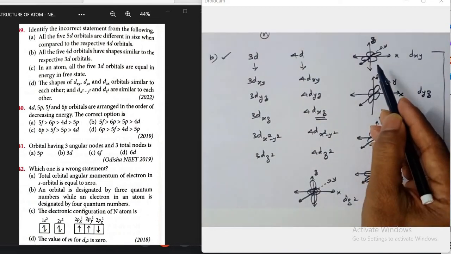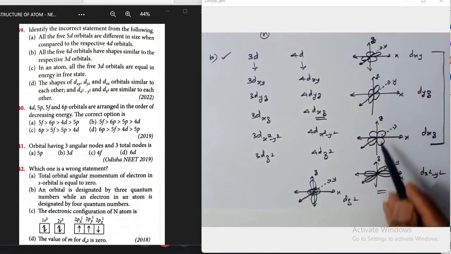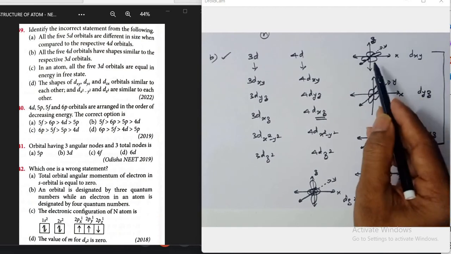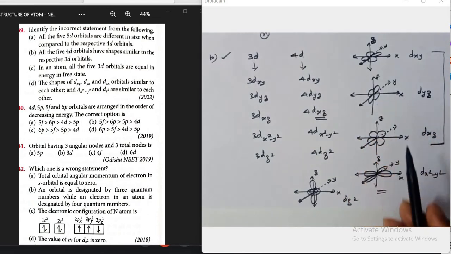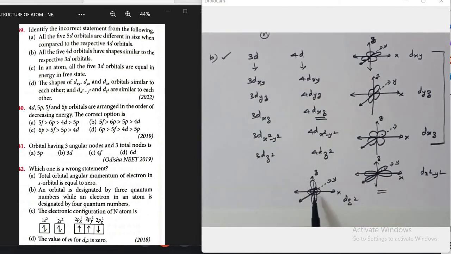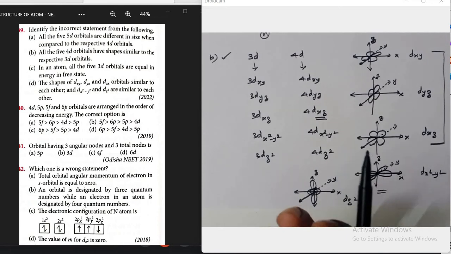So in d orbitals, remember these are the shapes of the 5 d orbitals. dxy, dyz, dxz, these three orbitals have lobes in between the axis. dx square minus y square has lobes along the axis, and dz square also has lobes along the axis, and here we have a circular collar in the xy plane. Dumbbell with the donut, right? That's what we say. This circle appears like a donut. These four are double dumbbell shapes.